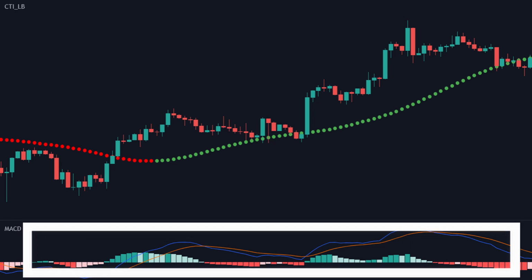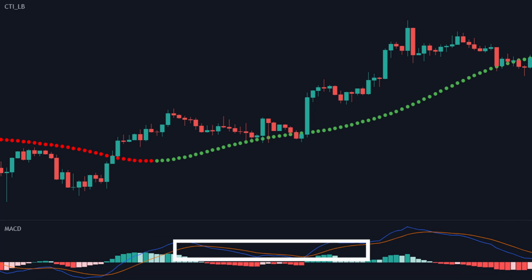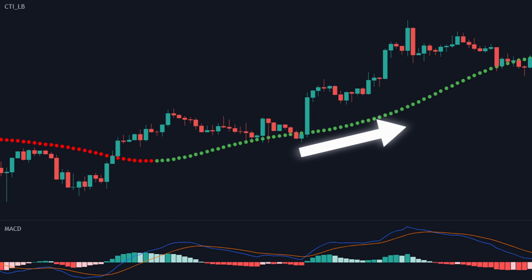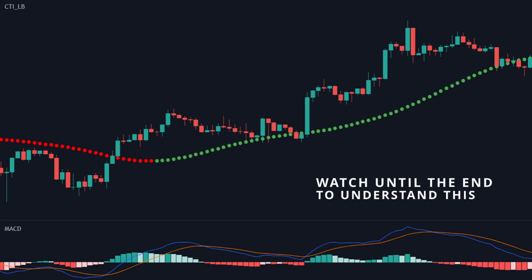Our other indicator is MACD or Moving Average Convergence Divergence. This indicator is placed at the bottom of the chart. This MACD indicator will be our main entry signal. If the 2 lines here are crossing each other, that means the price will either go up or down. Please watch until the end to further understand how this works.